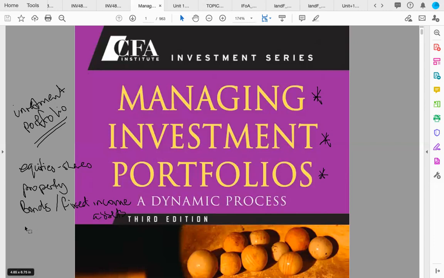There are also what are known as alternative asset classes. These would include items like hedge funds and other unique kinds of assets that investors can invest in. So this module is all about teaching you how to manage a portfolio of investments on behalf of an investor.